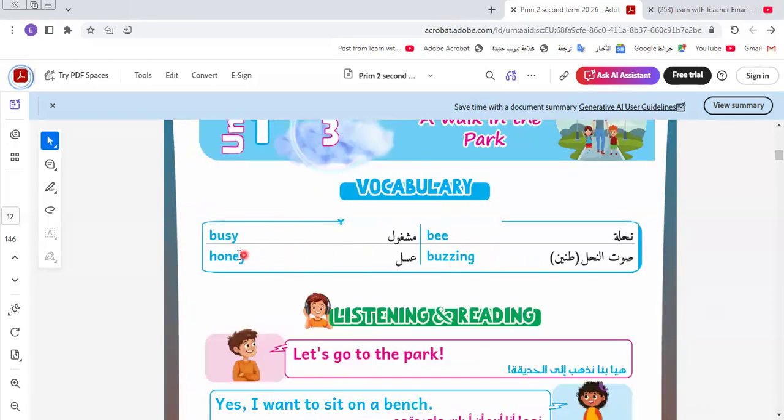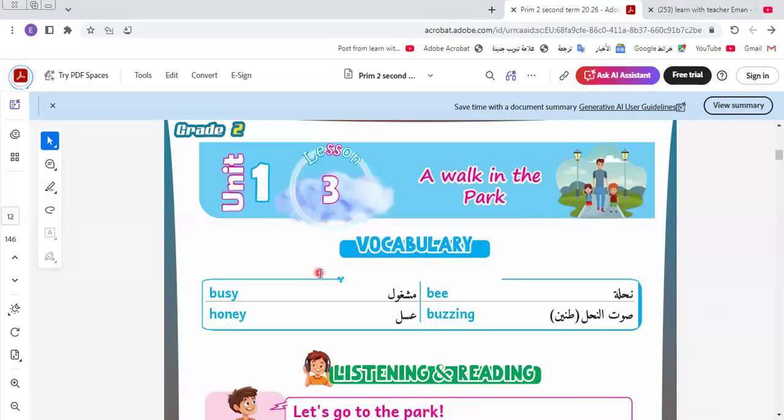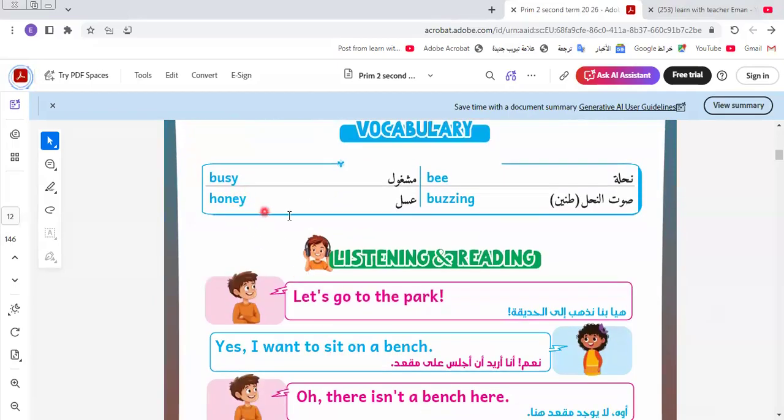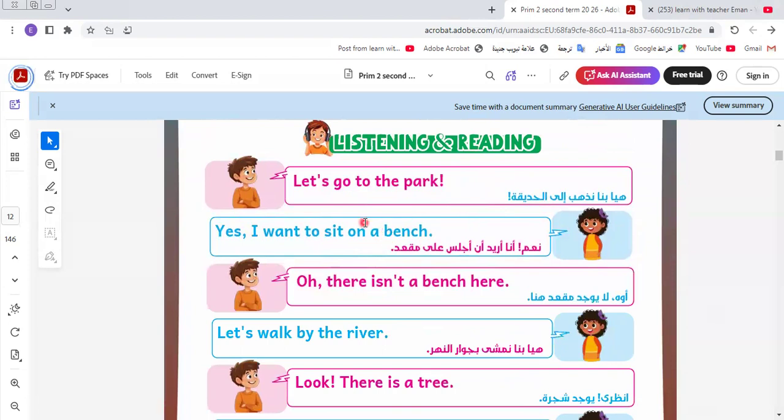Let's read this vocab together. In this lesson, we learn busy, honey, bee, buzzing. Buzzing is the sound of the bee. Here we have some expressions. Let's learn them together. Let's go to the park. I would like to say that let's must be followed by the infinitive form, because this is called a suggestion. This is the grammar rule. We say let's go, let's play, let's read, and so on.